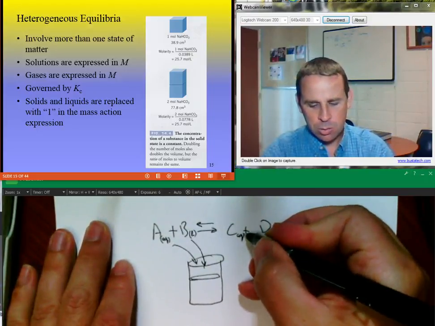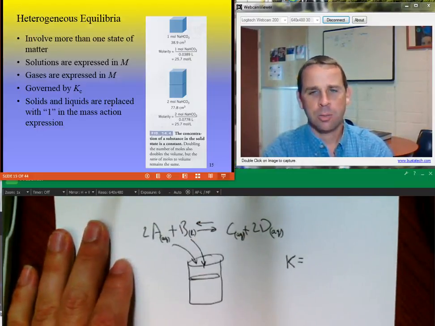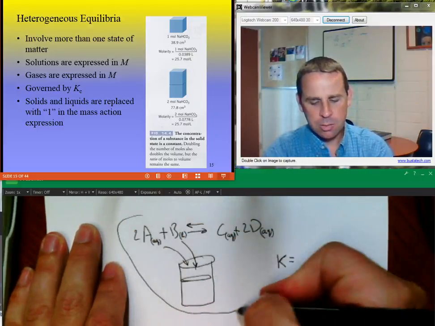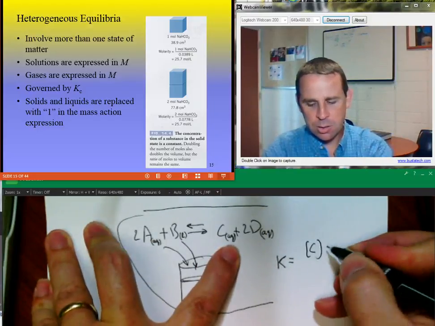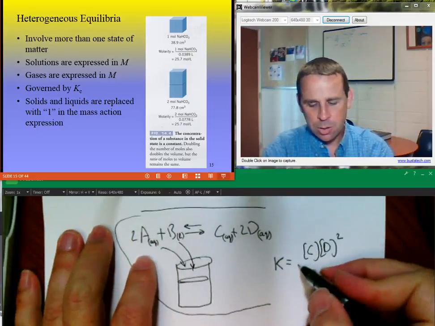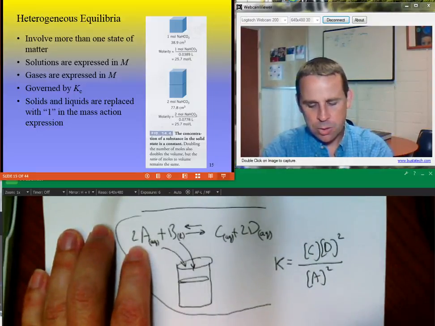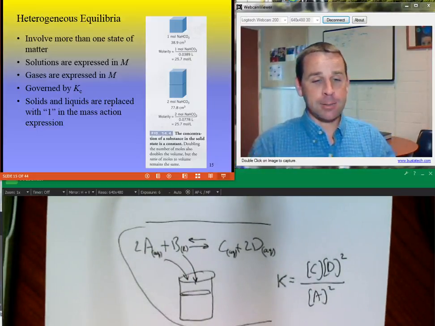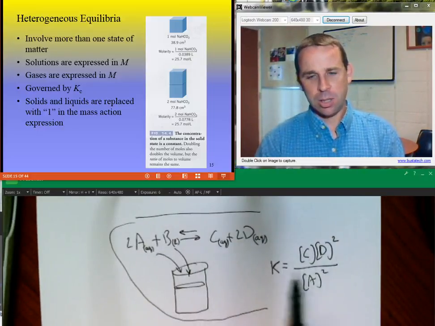So if these were both aqueous, put in some coefficients here to remind us how the coefficients should be treated. The equilibrium expression for this would be the products, concentration of C, concentration of D, raised to their coefficients, over the reactants, concentration of A, raised to its coefficient. But I wouldn't include B in the equilibrium expression, because again, its concentration will not effectively change the equilibrium at all.